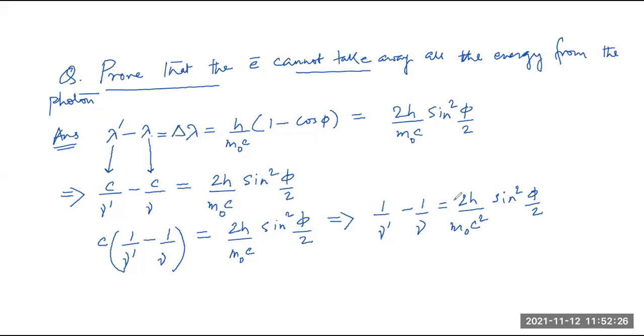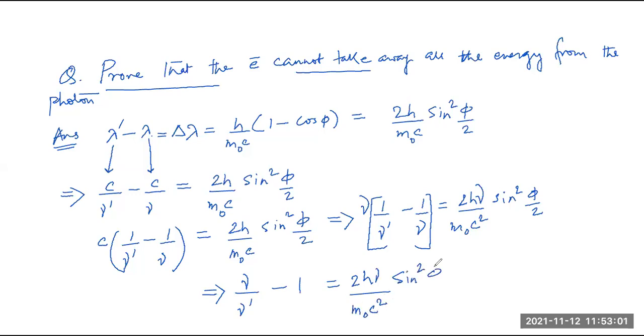Okay. Now let us do one thing. Let us multiply nu on both sides. So what do I get? I get nu by nu prime minus 1 is equal to 2h nu by m naught c square sine square phi by 2. Is it okay? Yes, sir. Simple.